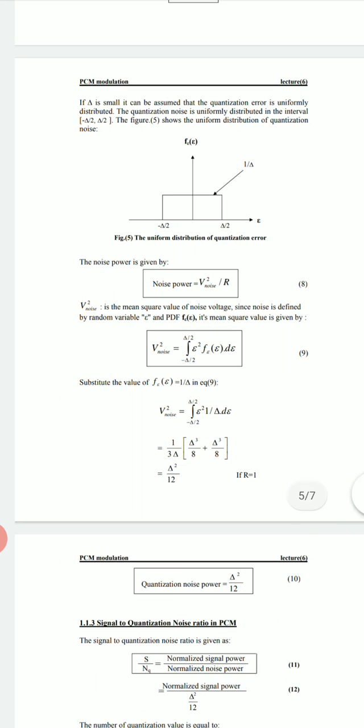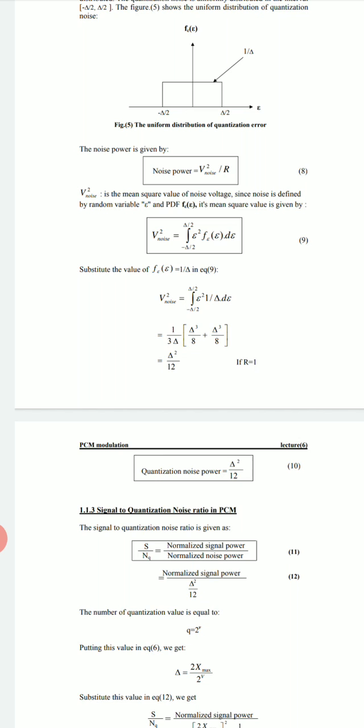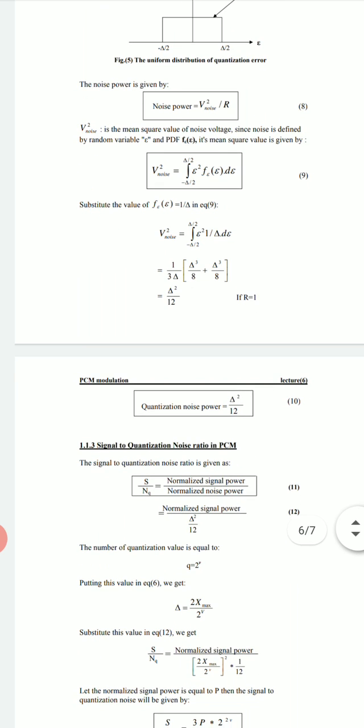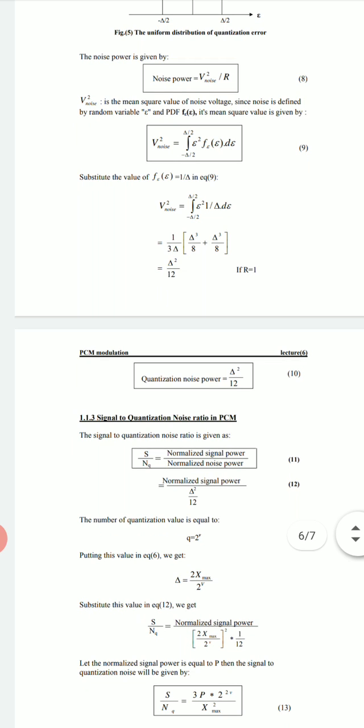These equations you will need to solve numericals. For the signal to noise ratio you require the normalized signal power with respect to the quantization noise power, which is equal to delta square by 12. So now our signal to quantization noise ratio becomes the normalized signal power upon the normalized noise power, delta square by 12. You can keep that value as it is. Now we are supposed to solve for the normalized signal power.